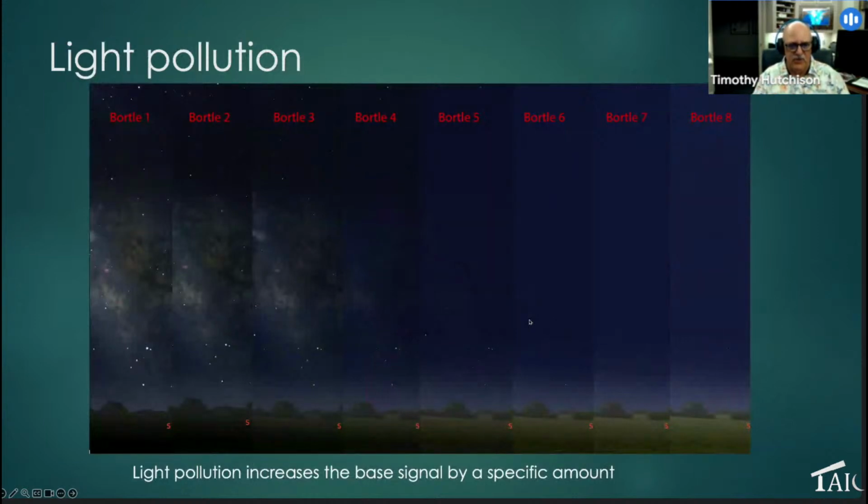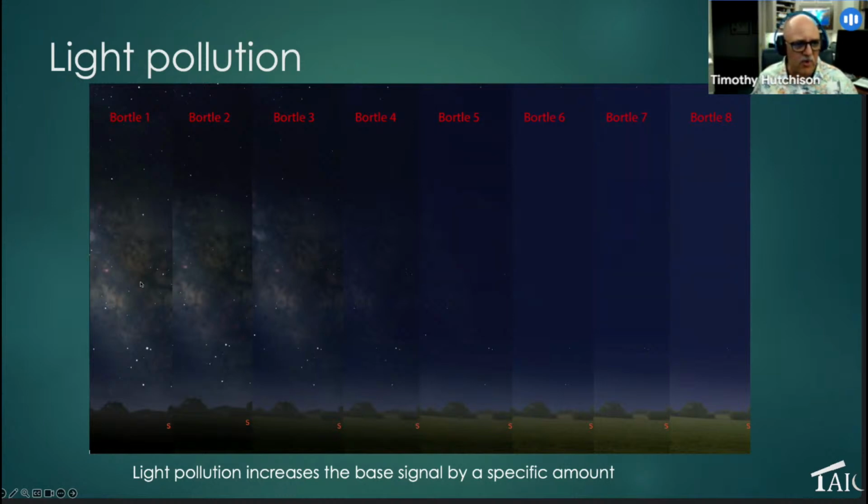Let's talk about light pollution for a second. And I have these two next to each other for a reason. Light pollution increases the base signal in our sensor by a specific amount. And what I did here in this slide is I used Stellarium to simulate a Bortle 1 through a Bortle 8 sky. And I don't know how well it's coming out on YouTube. I hope it's coming out well.